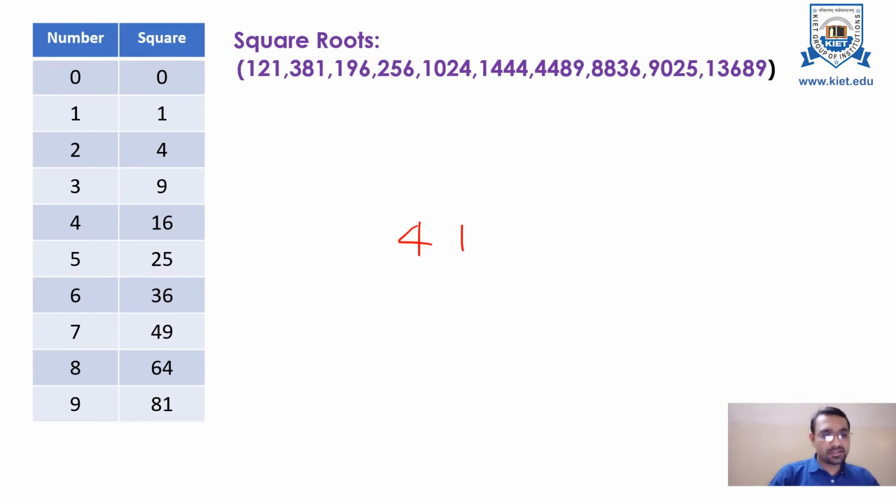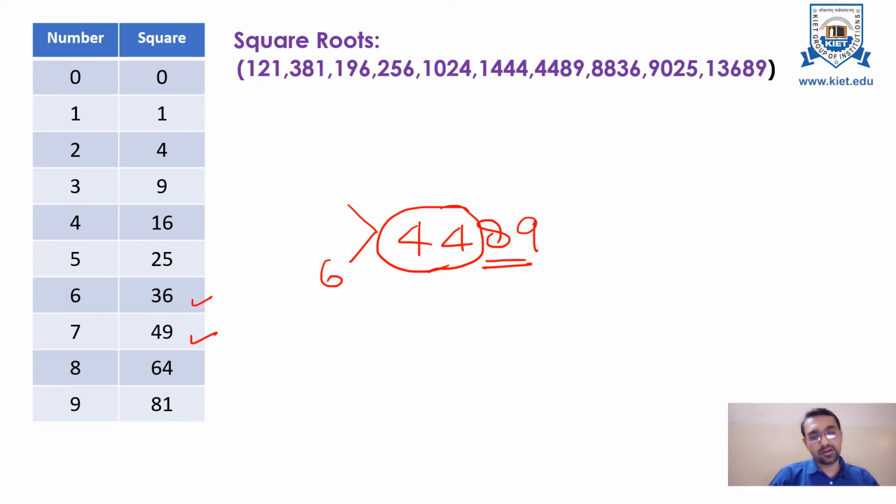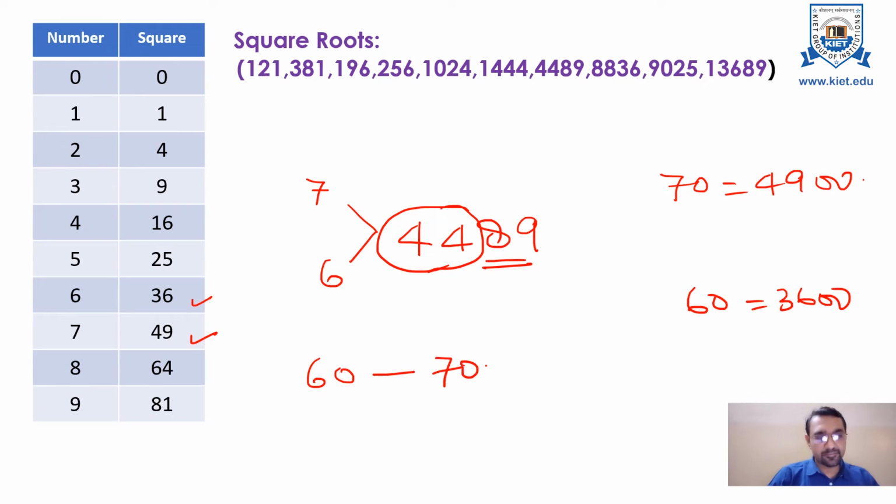Let's take the next number, 4489. Just leave the last two digits. Now you are left with 44. This 44 lies between 36 and 49, or you can say this 44 lies between the square of 6 and 7. So definitely this number will lie between the square of 60 and 70. So you can say the square root of 4489 must lie between 60 and 70.